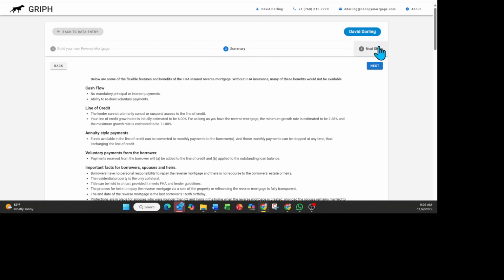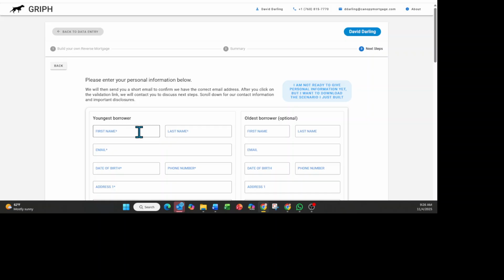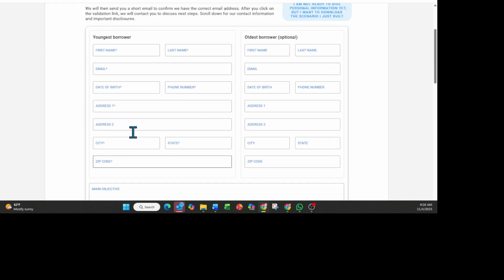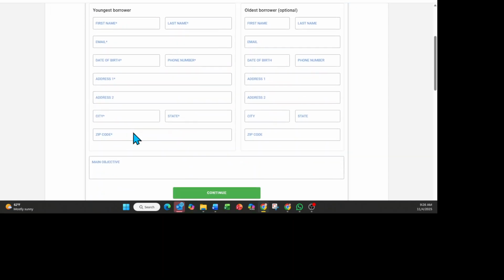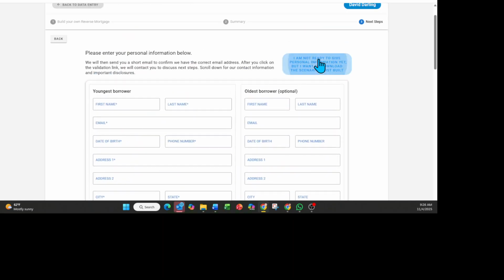You've gone through this, you're ready to take your next steps, and that is okay. I'd like to see a proposal or a loan application or something like that. Enter in the borrower information at this time. This is the first time that we're asking for any personal information. If the borrower is not ready to give that up just yet, click here.